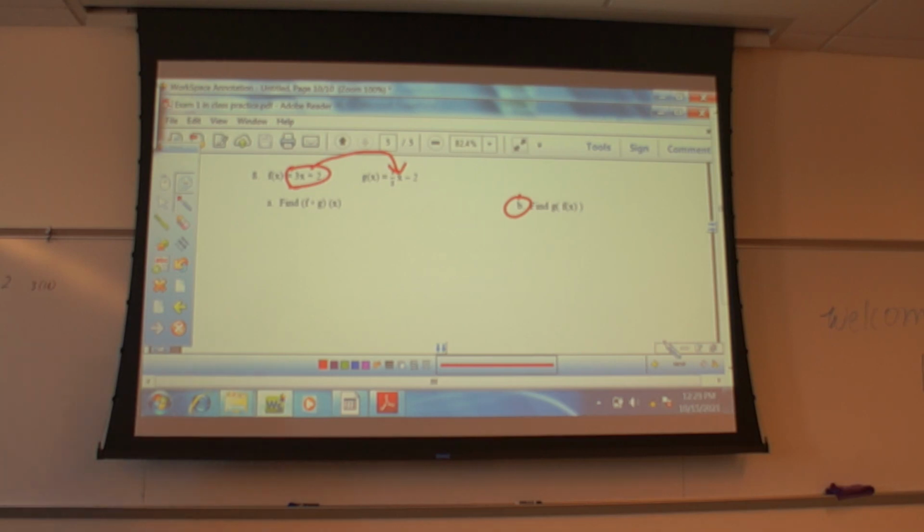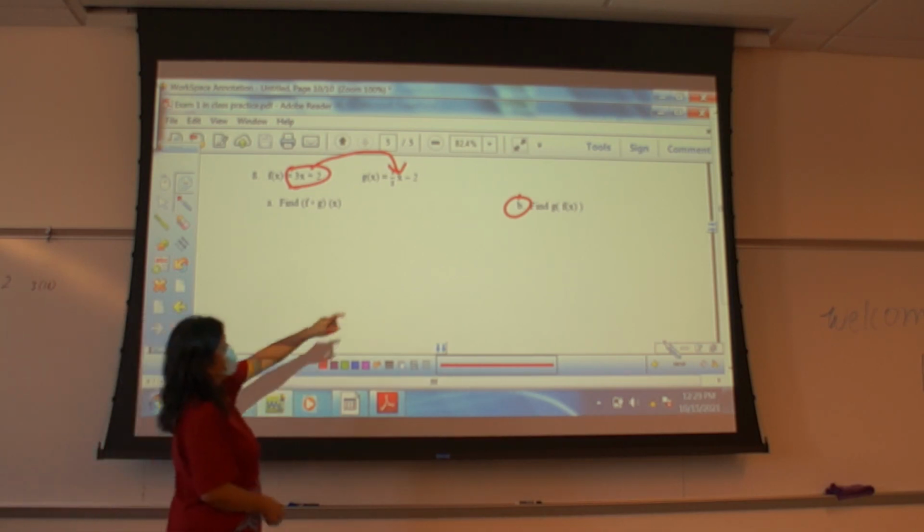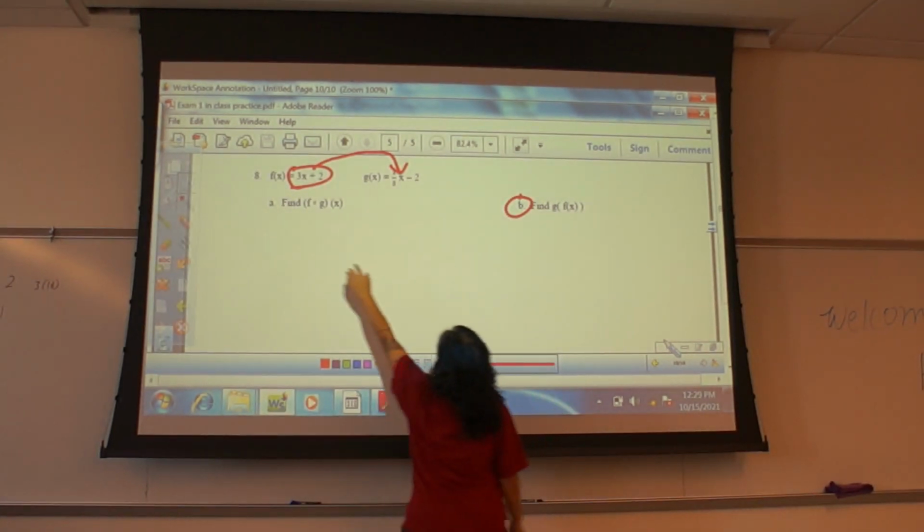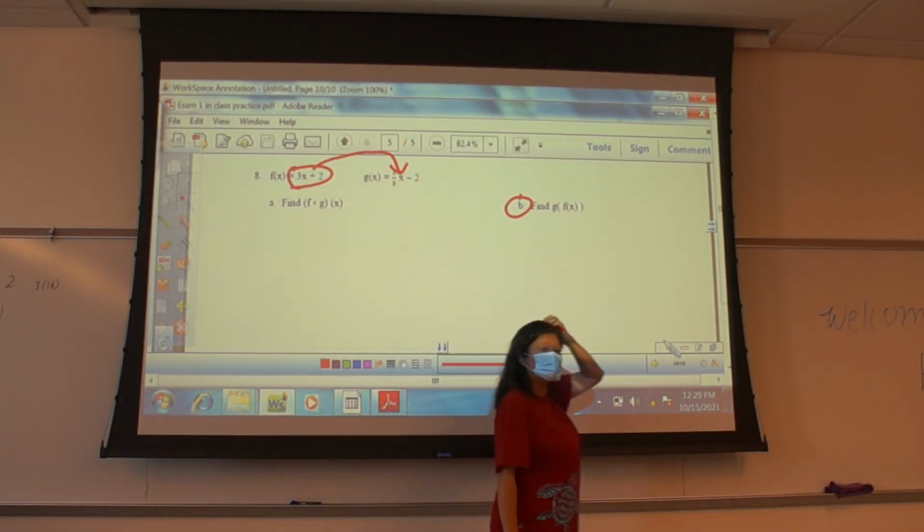So maybe think of it that way, that helps you. The f of x is on the inside. Take f of x, put it on the inside right where x is.